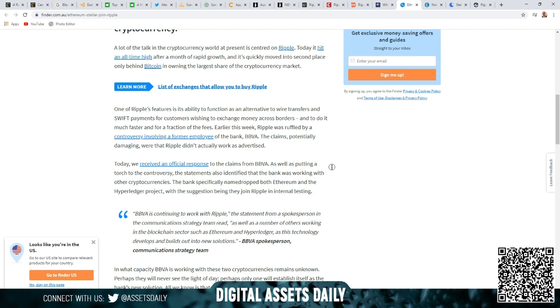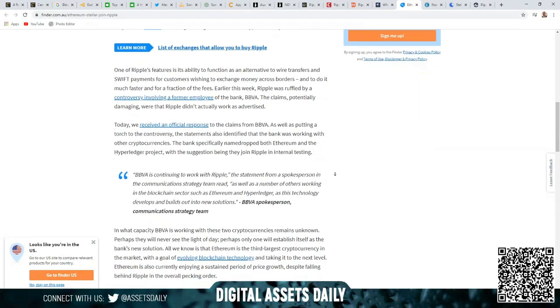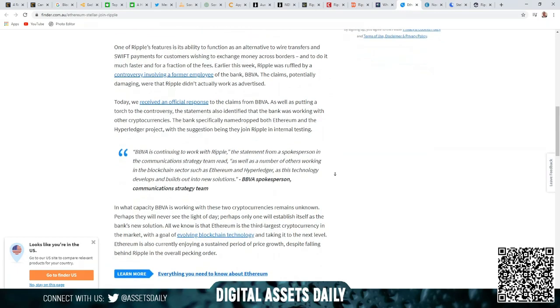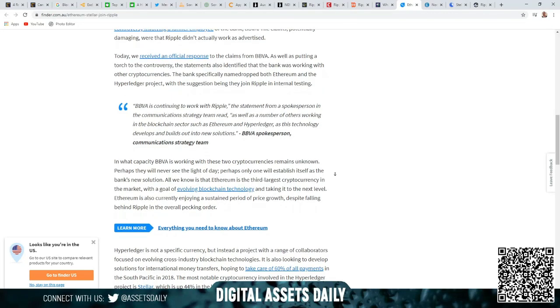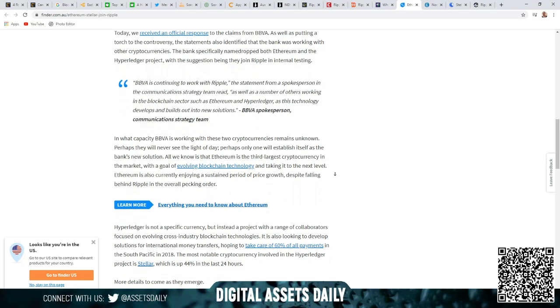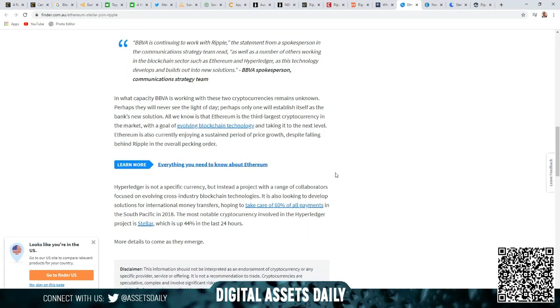Today, we received an official response to the claims from BBVA, putting a torch to the controversy. The statements were identified as the bank working with other cryptocurrencies, and the bank specifically name-dropped both Ethereum and Hyperledger project. BBVA is continuing to work with Ripple. The statement from a spokesperson in the communication strategy team read, "as well as a number of others working in the blockchain sector, such as Ethereum and Hyperledger, as this technology develops and builds out into new solutions."